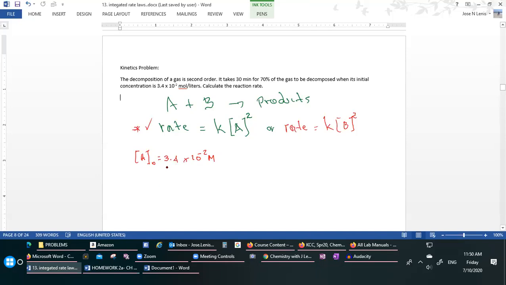So it says it takes 30 minutes. That means the reaction starts to work and it will take some time to go to a final concentration of A, or concentration of A at time t. How long does it take in the problem? It says here, 30 minutes. So that's time, 30 minutes. Don't forget to write units. Always write units.